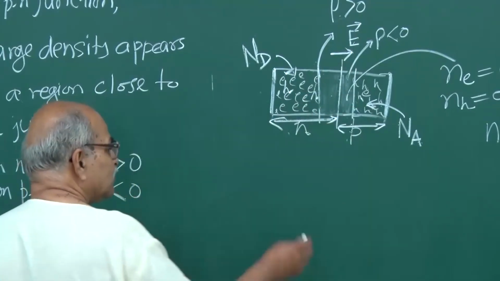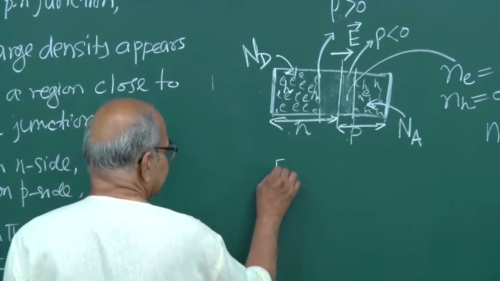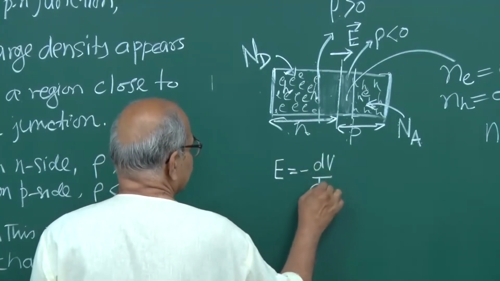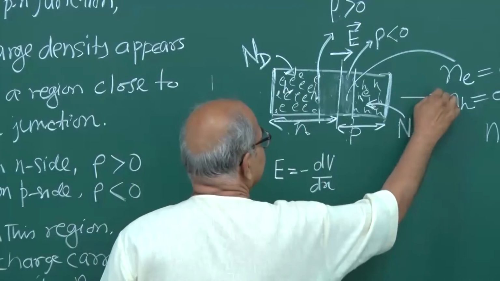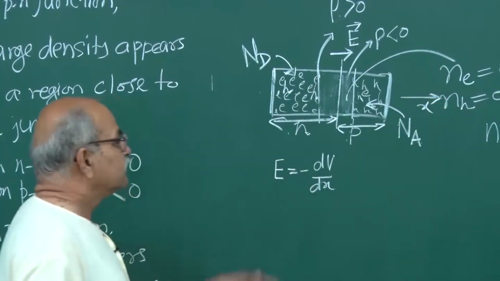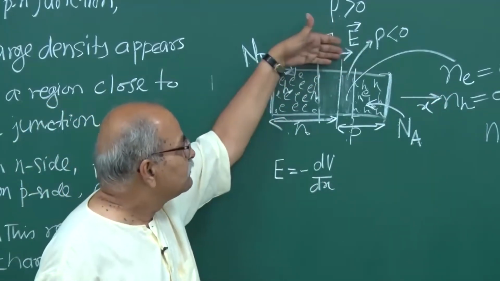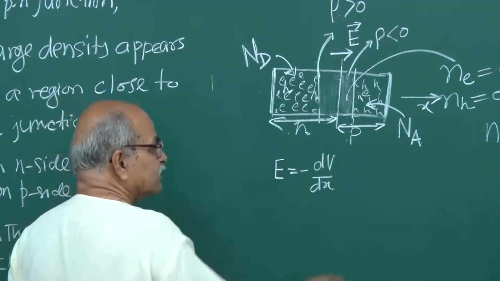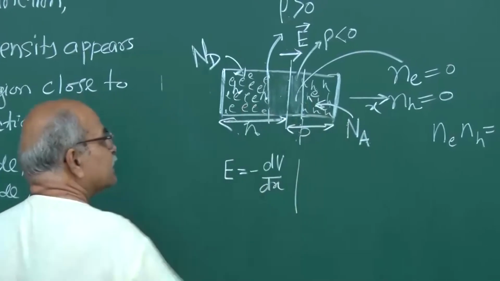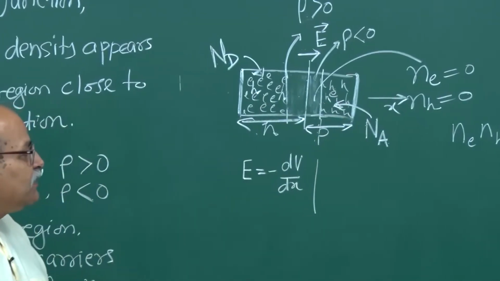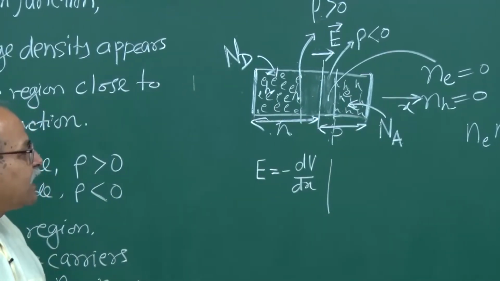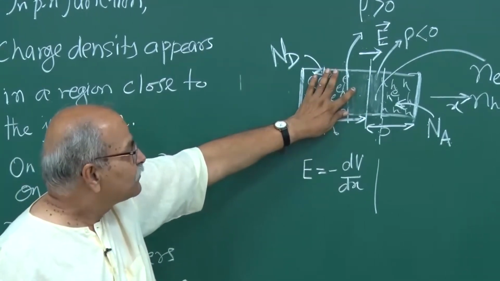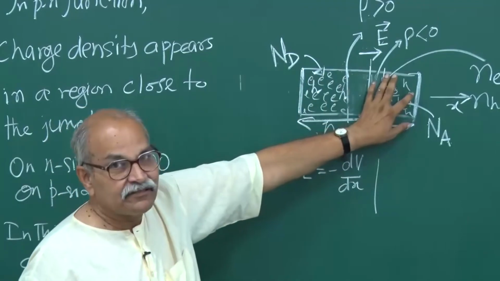If you go along the electric field, the potential decreases; E is minus dV dx. If I call this the x direction, and the electric field is in the x direction, then E is minus dV dx. So the potential decreases. That means this N side should be at a higher potential than the P side.